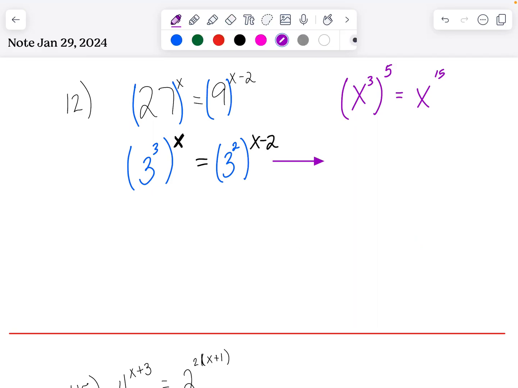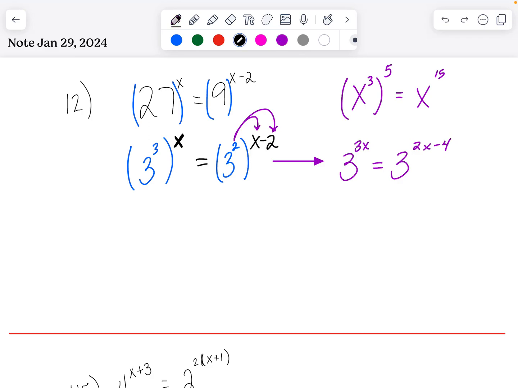And when I multiply these two parts together, 3 times x, I get 3 to the 3x. And when I multiply these parts together, I have to distribute this 2 to both parts. And I get 3 to the 2x minus 4. Don't forget this negative 2 also has to get multiplied by 2 to get negative 4.